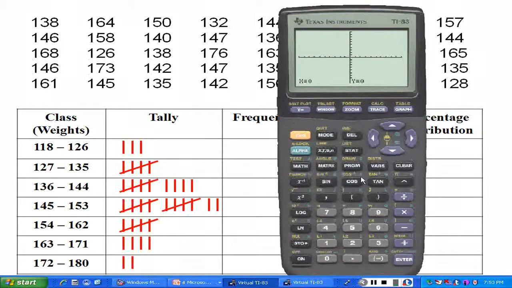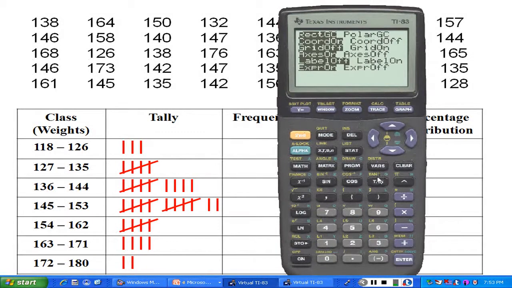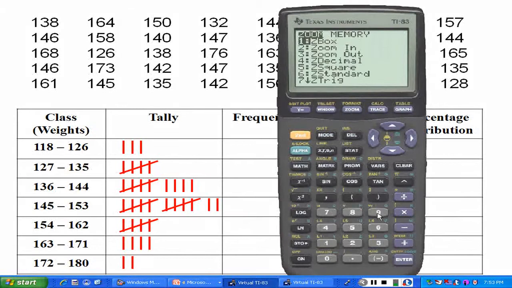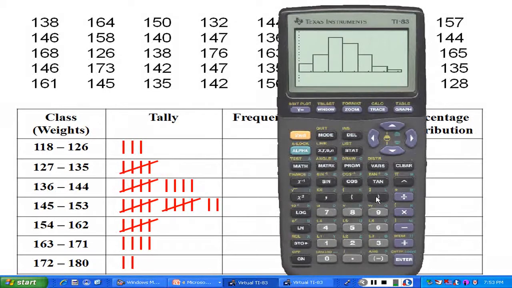Do we have to push the graph? I'm sorry, zoom and 9. Press zoom and 9, which is your zoom stat. I'm sorry, what was your question? Do we have to push the graph before we push zoom? No. Press zoom. I'm sorry. Press zoom and 9. Oh, you could have done this. Zoom and then go to number 9.